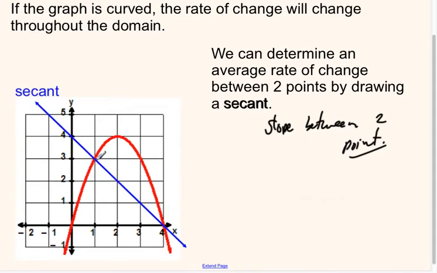If I look at this particular example, when I plot this point here at 1, 3 and this point here at 4, 0, that secant line is just a straight line that goes through 2 points on a curve. The slope of that line is referred to as the average rate of change between those 2 points.